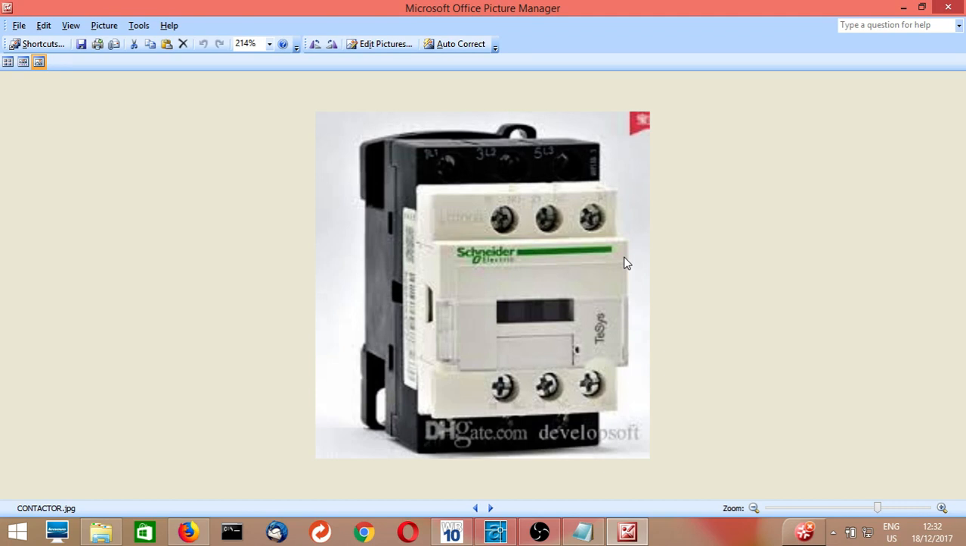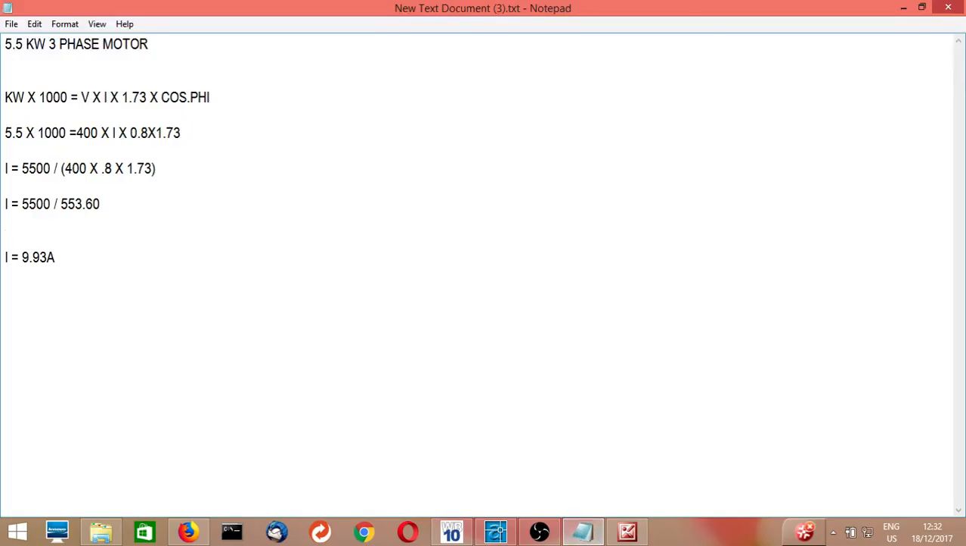We select according to the current, because when the current handling capacity is high, the contactor size will increase and the price also increases. So we have to select the proper ampere rating of the contactor for proper designing of the starter. In our case, it is a 5.5 kilowatt three-phase motor, and the full load current flowing through the starter is 9.93 ampere.